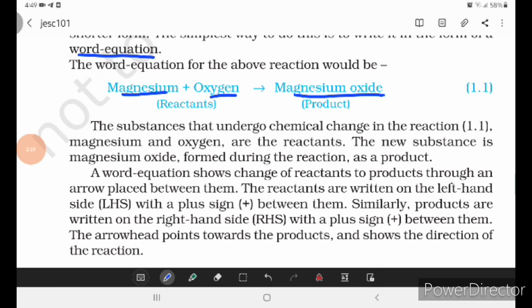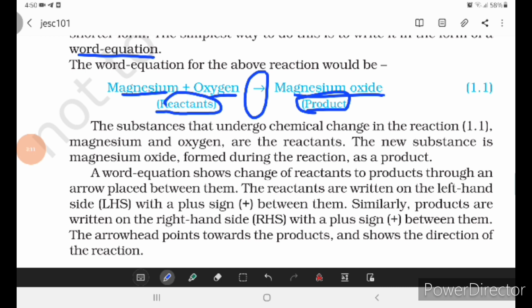The substances that undergo chemical change in the reaction, magnesium and oxygen, are the reactants. If we look at this word equation, we have the left hand side and the right hand side. On the left hand side we represent the reactants, and on the right hand side we represent the products. Reactants and products are separated by an arrow showing the formation of the product. The reactants can be one, two or more, and the product can be single or more than one as well. In this case we have two reactants, magnesium and oxygen, giving rise to magnesium oxide, a compound. Two elements combine and give us a compound.